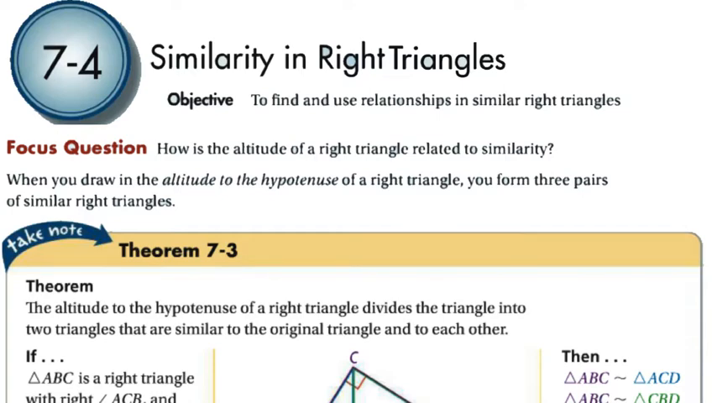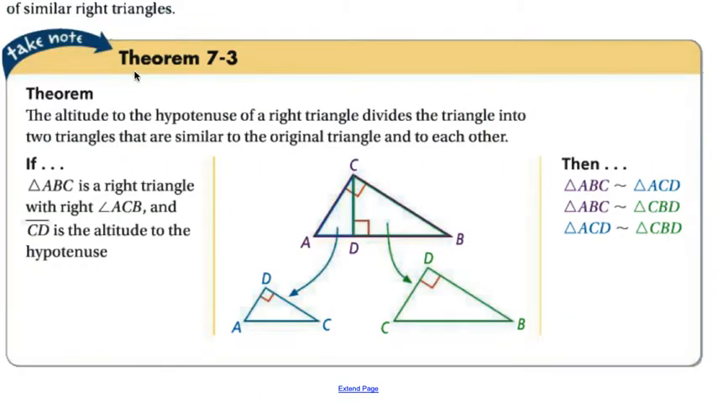Well, welcome to lesson 4 of chapter 7 on similarity in right triangles. And in this lesson, we are going to use relationships in similar right triangles. And as it turns out, we have some special things that are going to happen with our right triangles where we're going to have 3 similar triangles. Okay, so we're going to be specifically talking about the altitude.